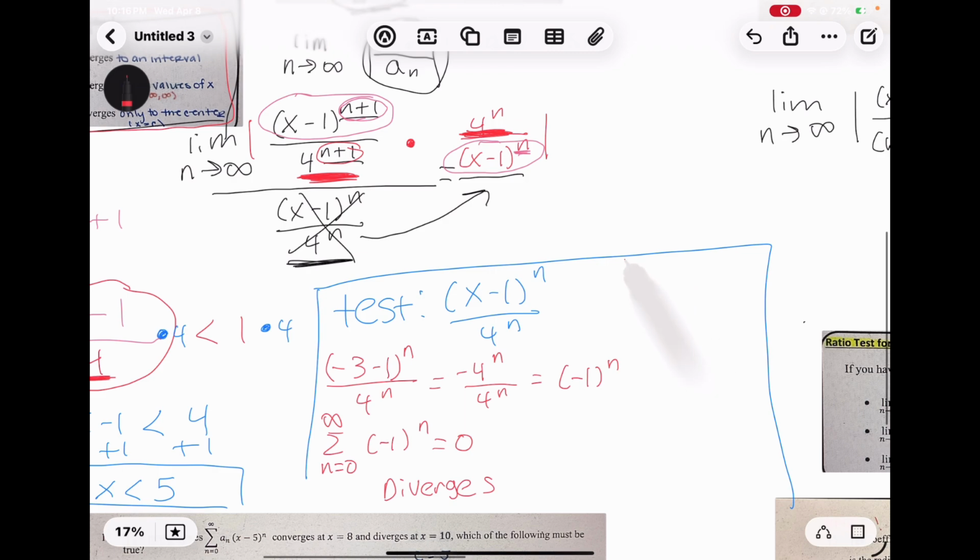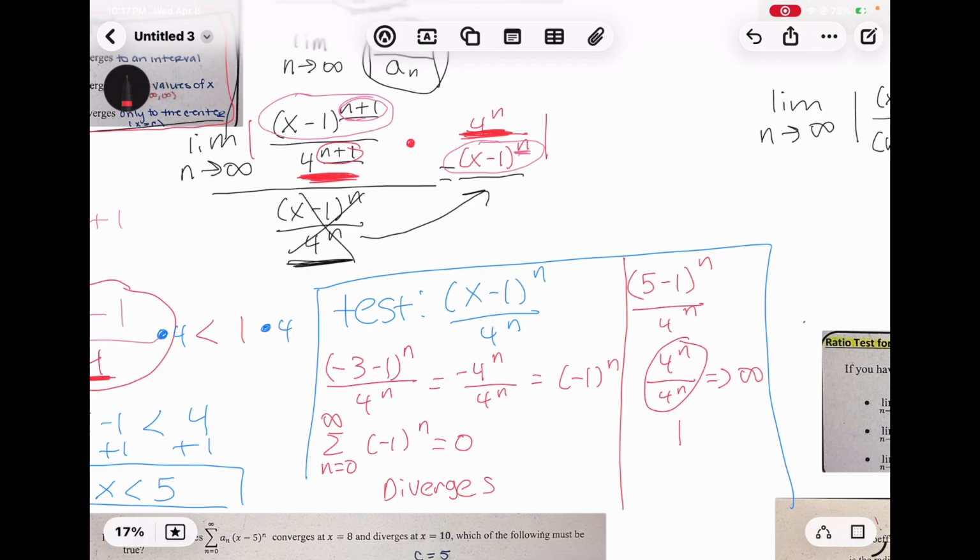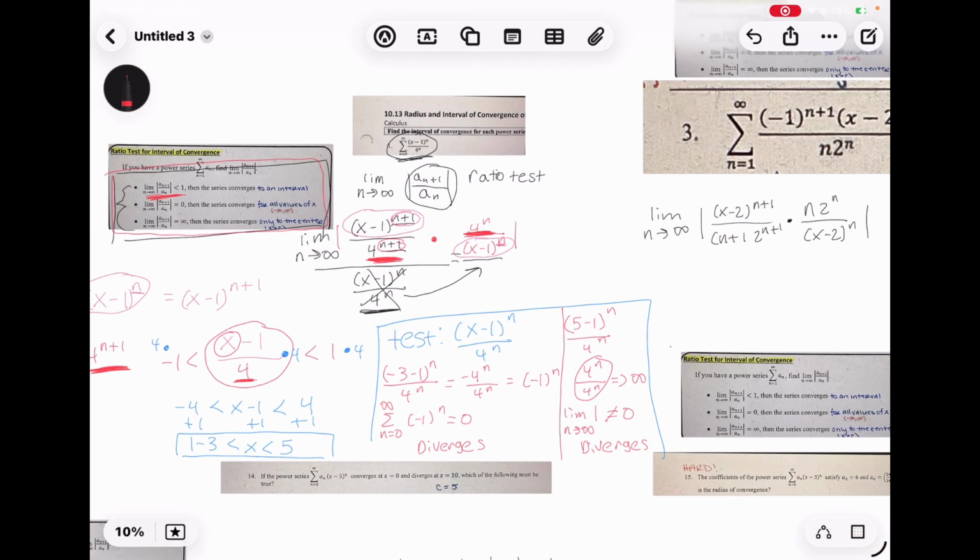Five. Okay, so when I plug in 5, this simplifies to 4 to the n over 4 to the n. And this goes to infinity, because if we use the nth term test, this is going to give us 1, right? So 4 to the n over 4 to the n is just 1. And the limit of 1 is not 0, which means this also diverges. Remember, in order for a series to converge, it has to approach 0. Okay, so hopefully that makes sense.